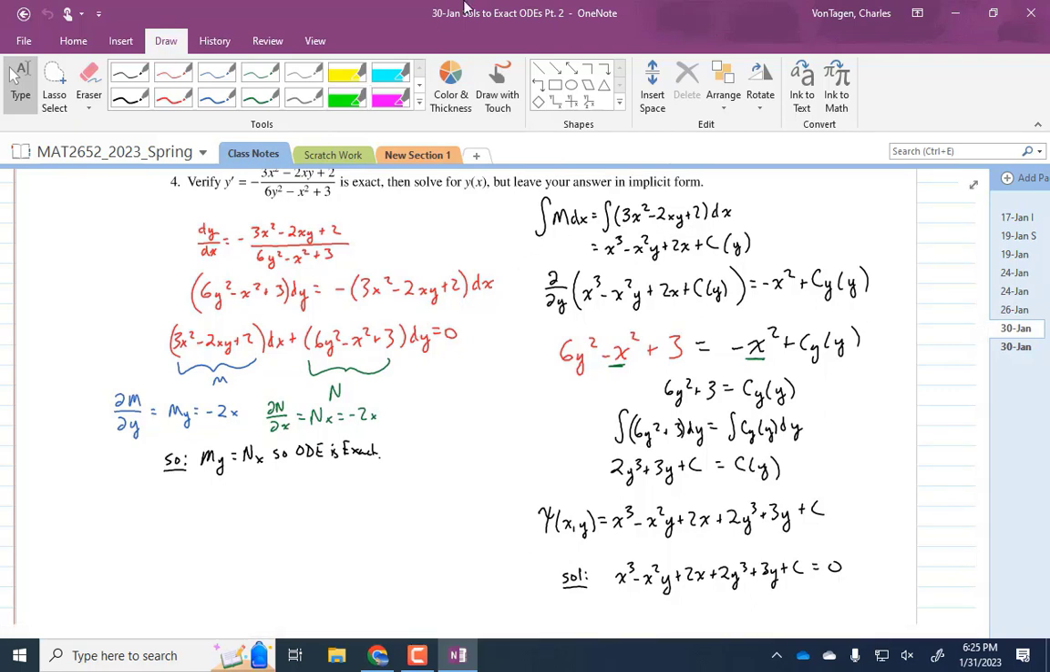So let's not think about it in terms of m and n. Let's think about it in terms of the variables. The coefficient function in front of differential x was this, so I integrated that with respect to x.